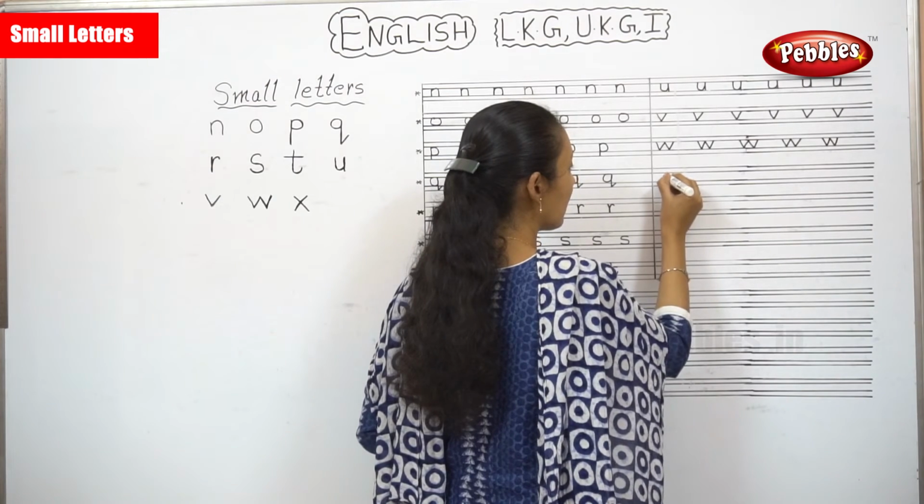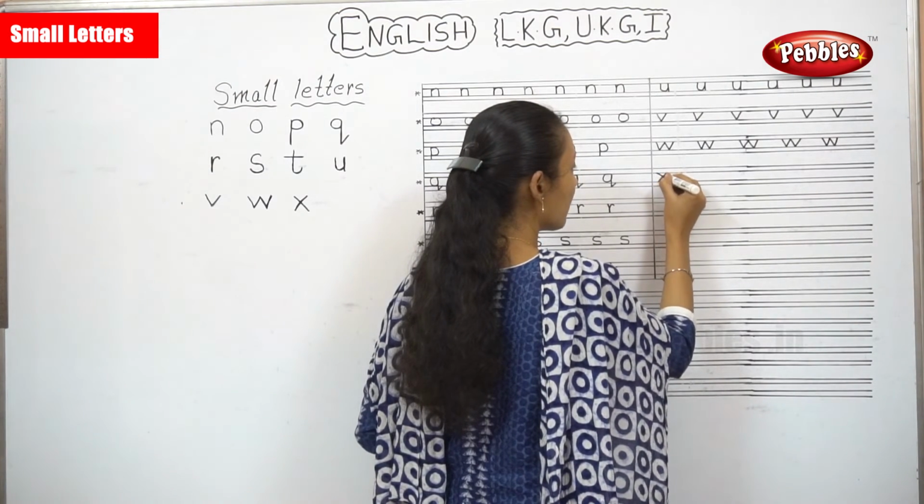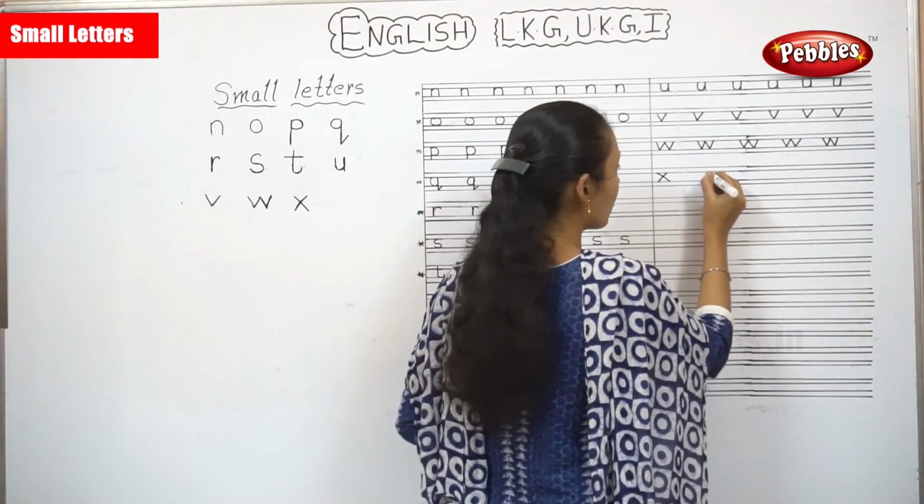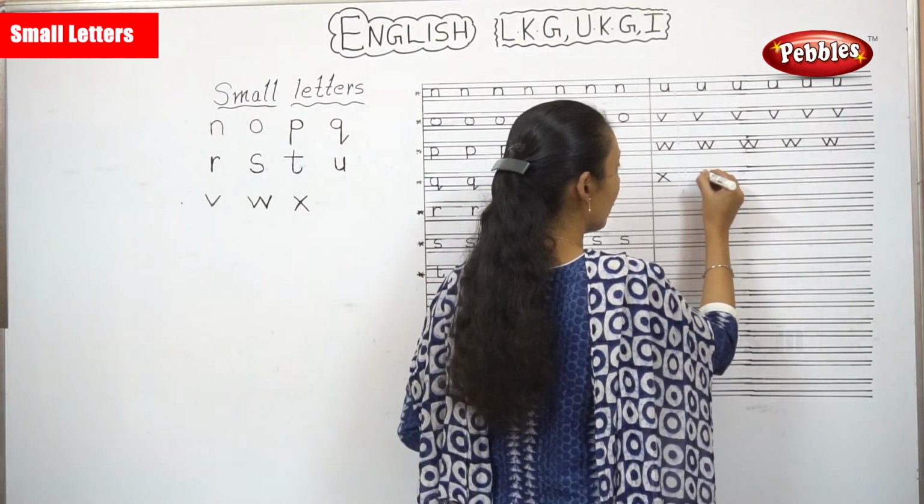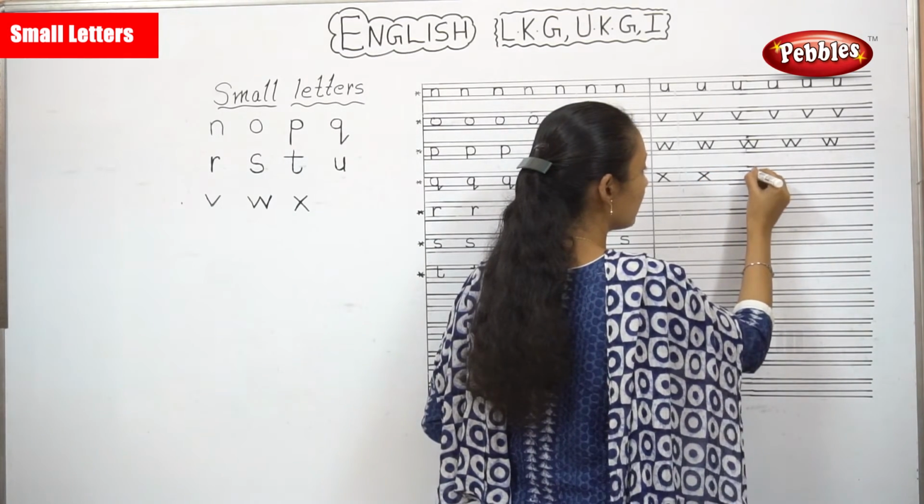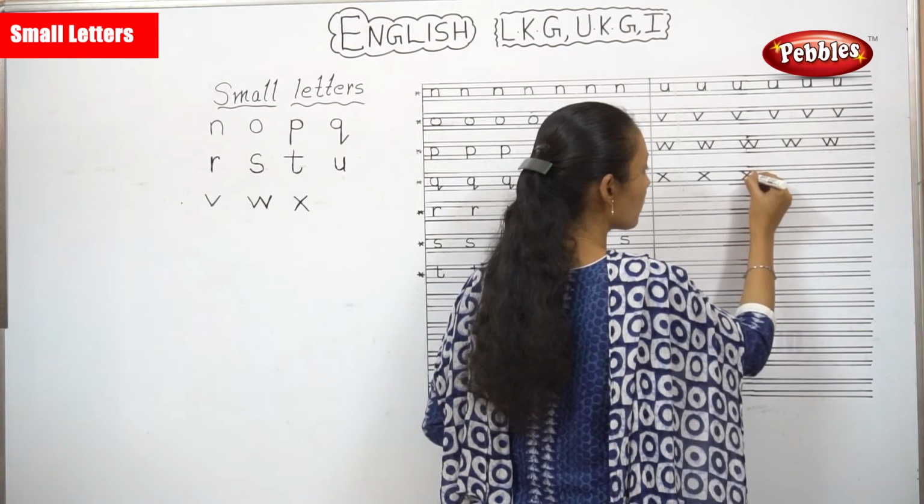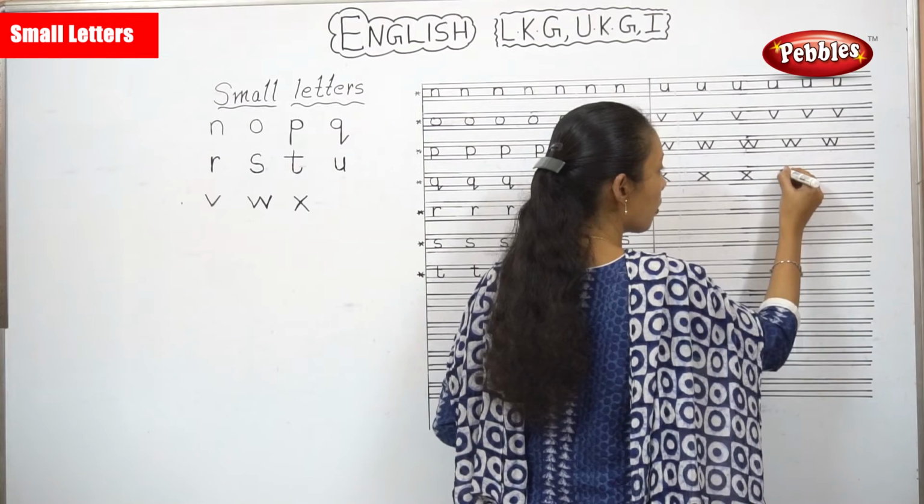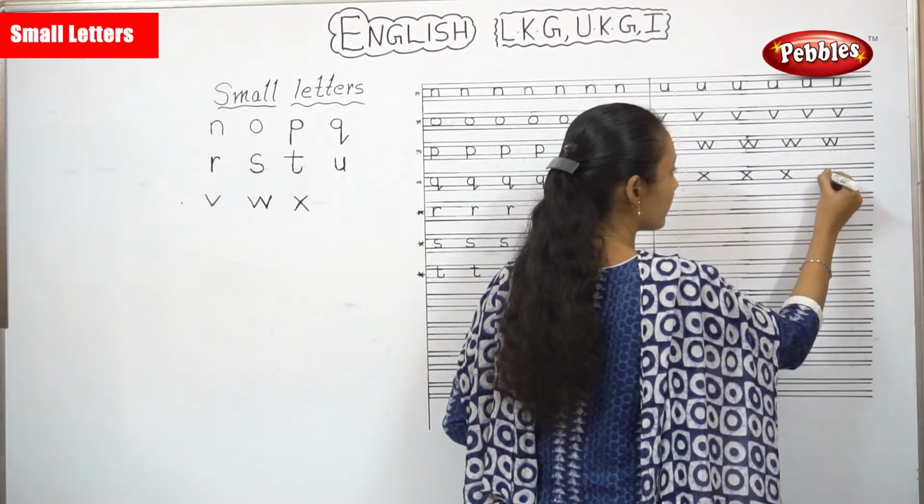Yes. A slanting line and another slanting line. This is your alphabet X. Once again, slanting line and another slanting line, X. Slanting line and one more slanting line, X. So this is your small letter X.